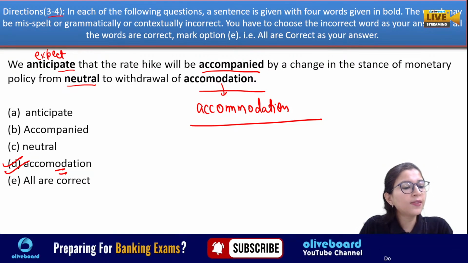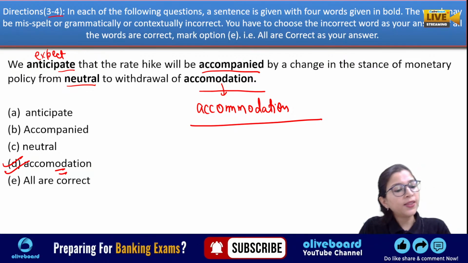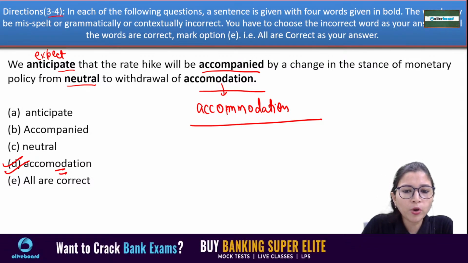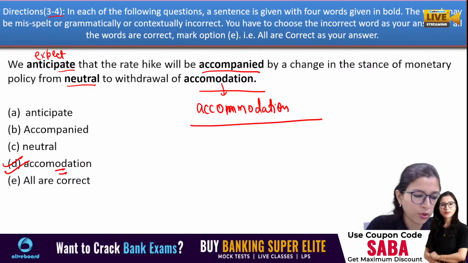But once you feel कि नहीं सारे word correctly spelled हैं, then in that case you can read the sentence to check whether there is any grammatical error or not. So simple here it will be accommodation, double M, ODATION. So D is the correct answer. Yes. Next.